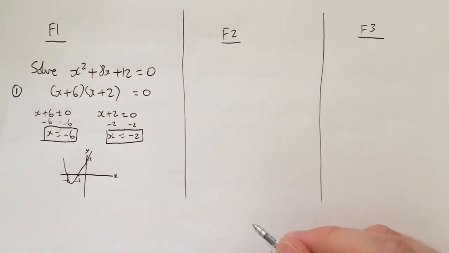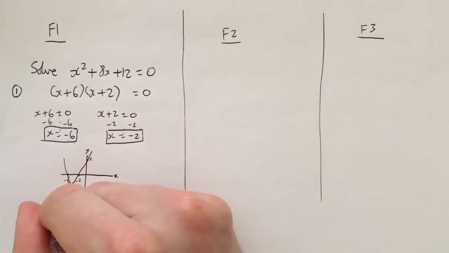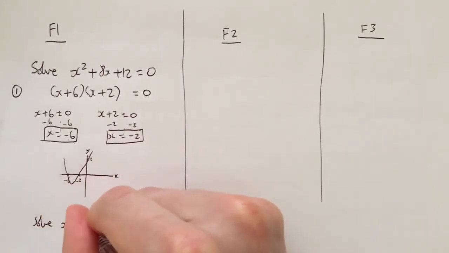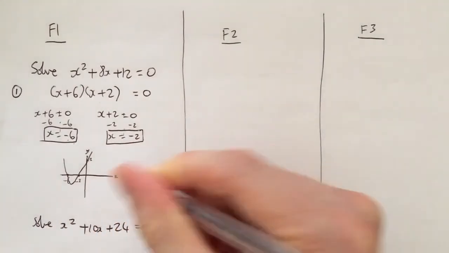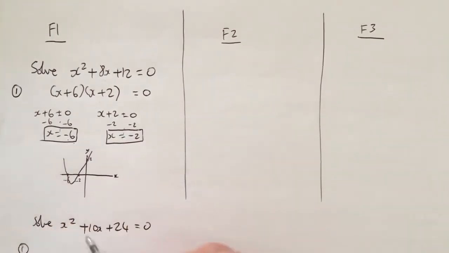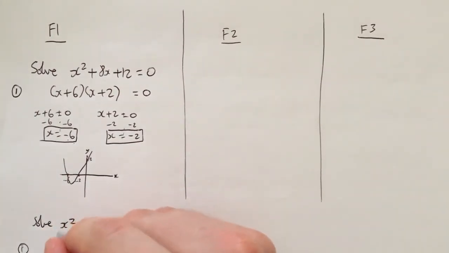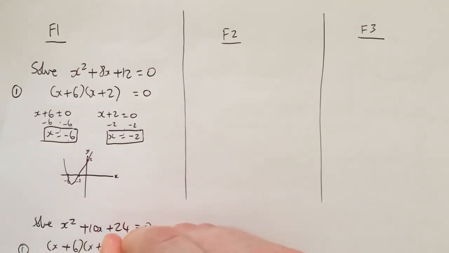Another really, really quick example of that is going to be solve x squared plus 10x plus 24 equals 0. This time I won't draw the graph of it, I'm just going to solve it. So first step, can I factorize it? Yep. So therefore, x plus 6, x plus 4 equals 0. Separately, x plus 6 equals 0, x plus 4 equals 0.